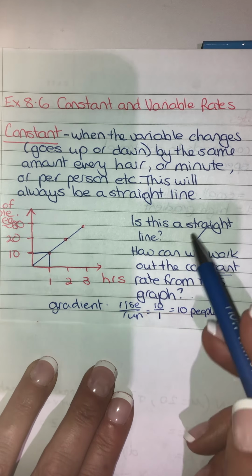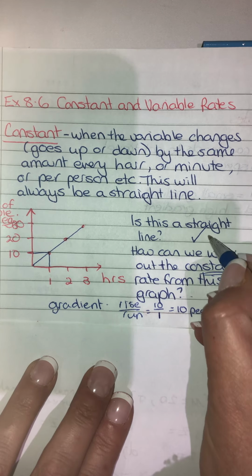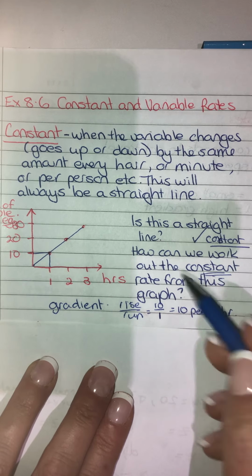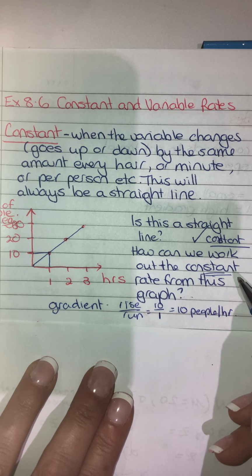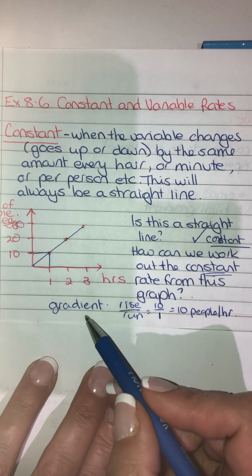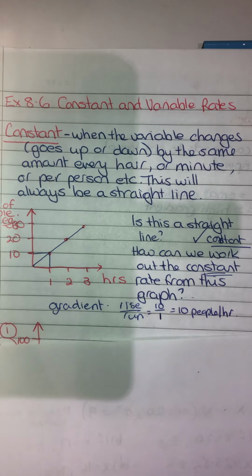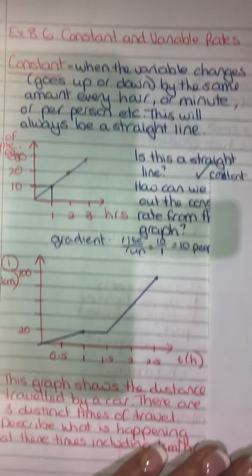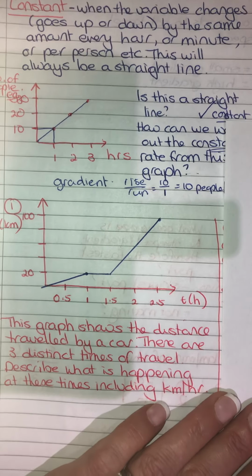So your answer to is it a straight line? Yes, therefore it is constant because it's a straight line. And secondly, it might ask you what the constant is, so how many people per hour. To do that, we'll use the gradient. So let's have a look at a couple of questions like that one. Let's have a look at this one first off.